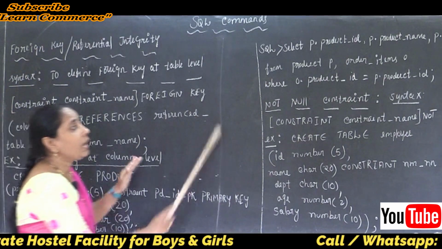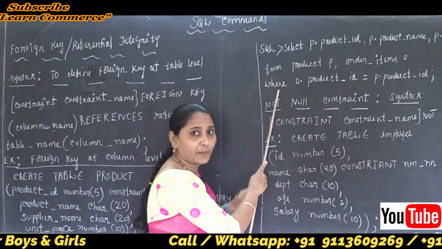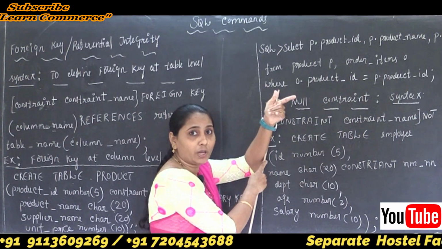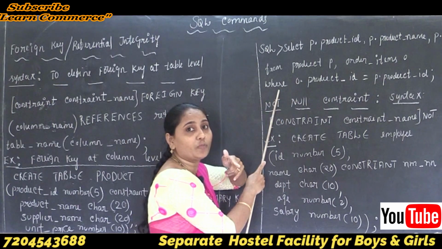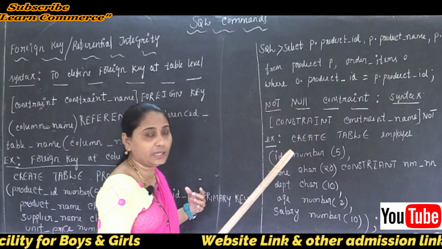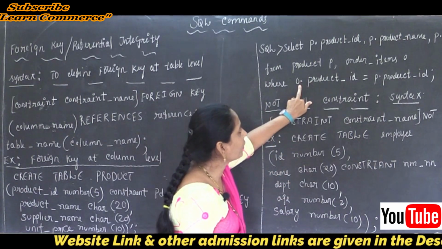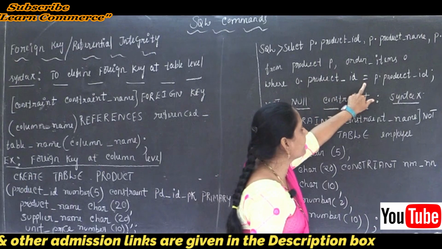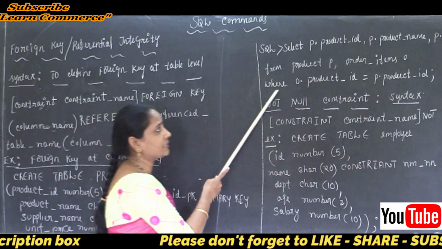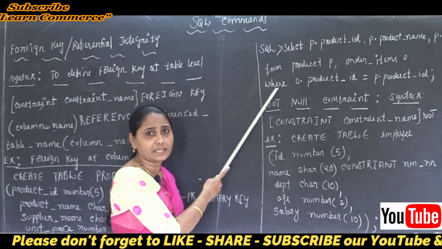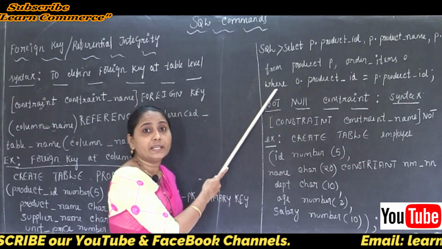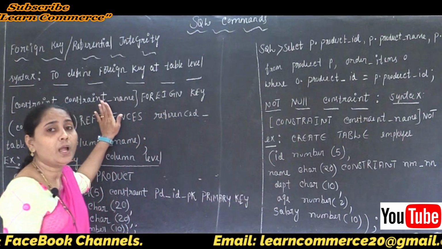Clear this point here? After creating these two tables, I established the relationship between one column of a table and another column of another table, where it is used as the primary key. Clear this point? So where O.product_ID is equal to P.product_ID. In this way we can establish the relationship between two columns by using different tables. So this is about our foreign key.